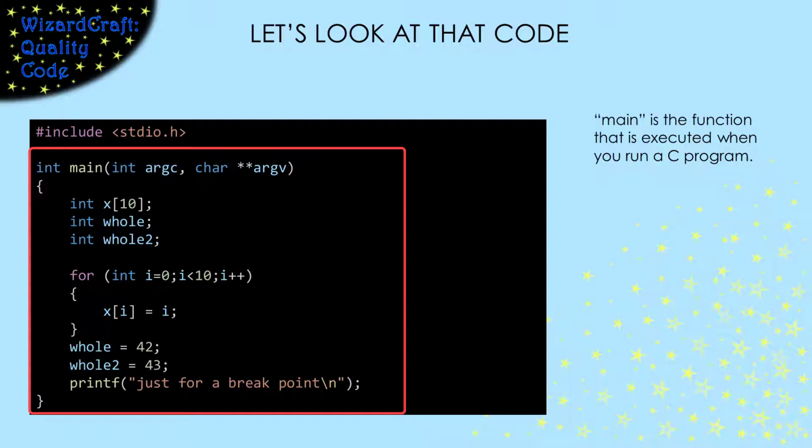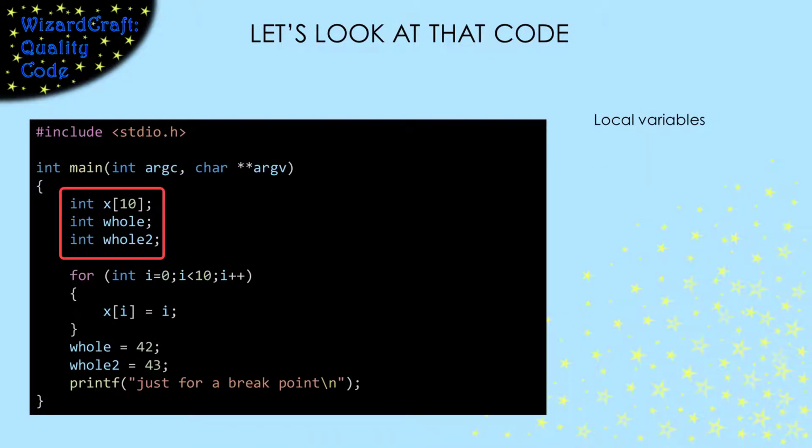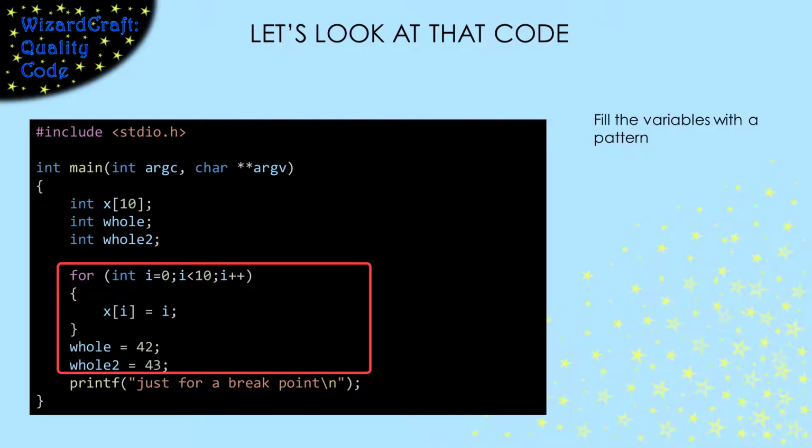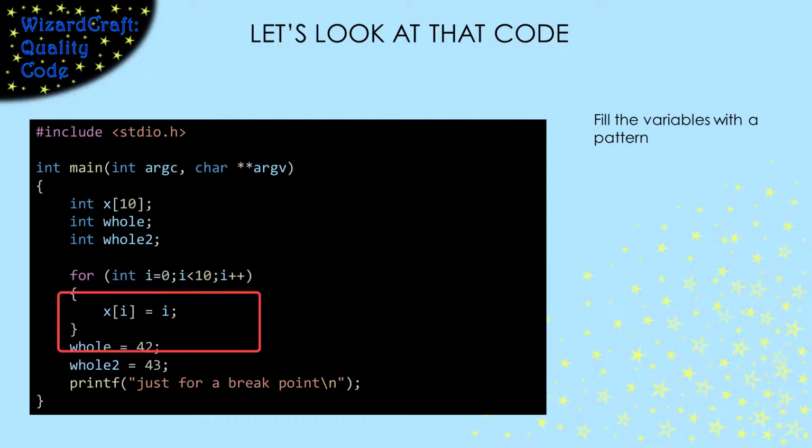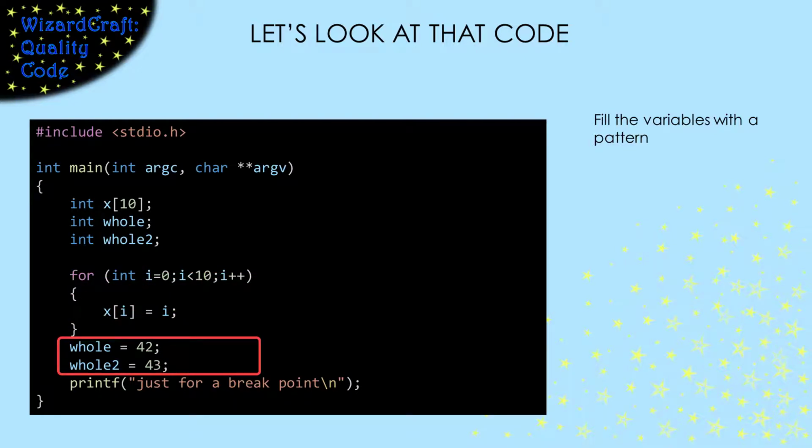The only purpose of this code is for us to be able to look at memory to see how C allocates space for variables. So we just put some patterns in the data so that we'll be able to find them in memory. In this function, there are three local variables: an array named x that holds 10 integers, and two integer variables named whole and whole2. This part of the code just fills those variables with known values, so we'll be able to find them in memory. It fills the array with the values 0 through 9, and then puts 42 and 43 into whole and whole2. The last line is just there so that we can put a breakpoint on it and go look at the memory.